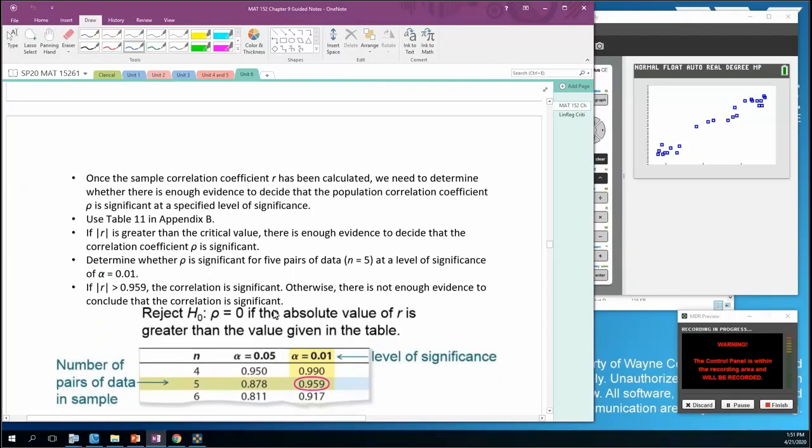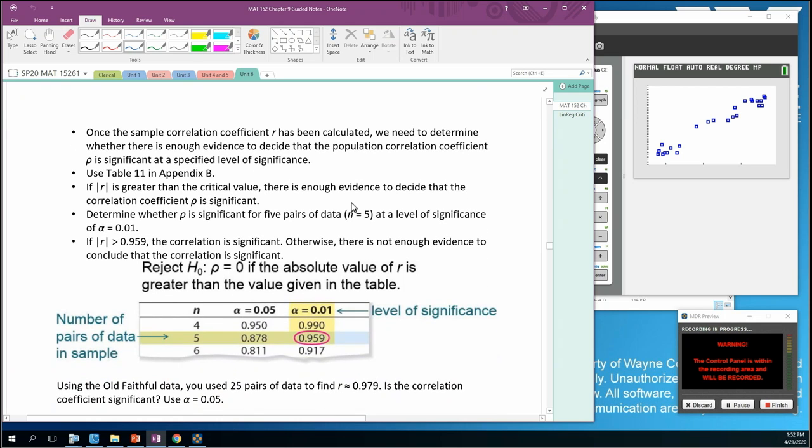Now, once the sample correlation coefficient r has been calculated, we need to determine whether there's enough evidence to decide that the population correlation coefficient rho is significant at a specified level of significance. So, if the absolute value of r is greater than the critical value, we decide that the correlation coefficient is in fact significant, and what this means is there is evidence of a linear relationship.